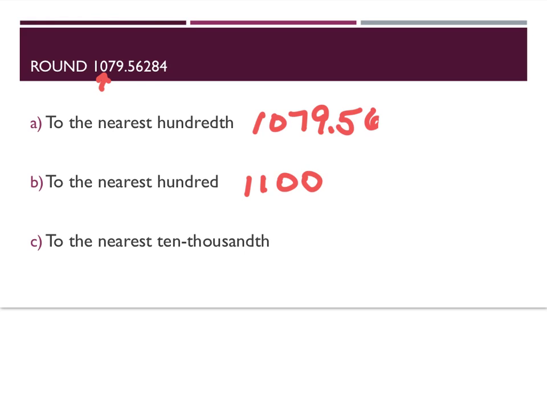If I want to do 10,000th, the TH at the end tells me I want to go after the decimal point. So tenths, hundredths, thousandths, then 10,000ths. I'm rounding to the 8. Everything to the left stays the same. And the 8 has a 4 after it, so the 8 stays an 8.